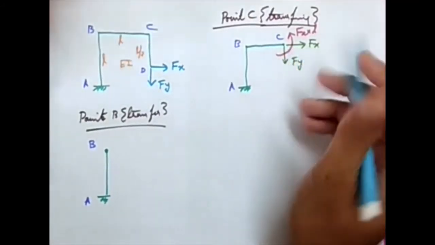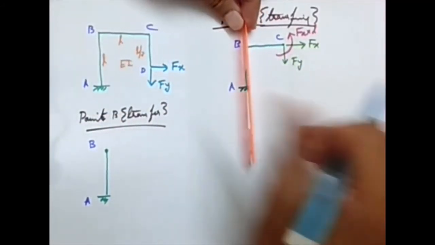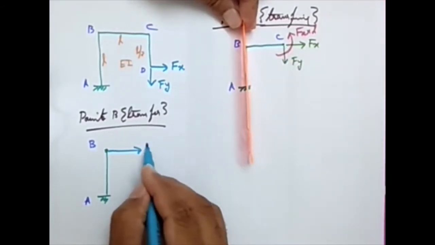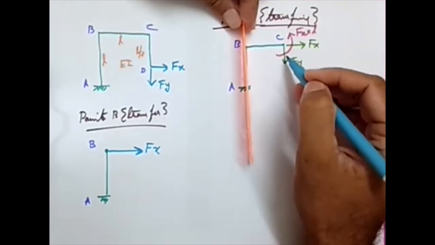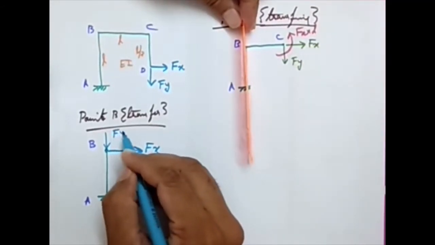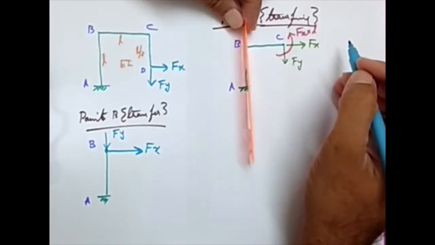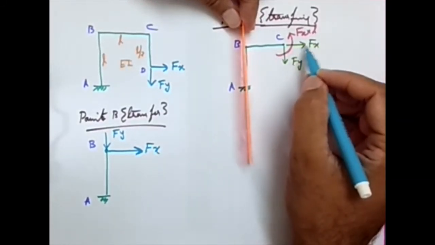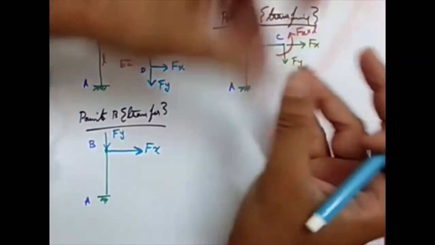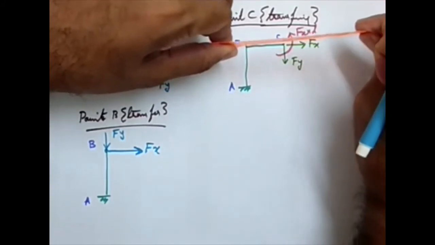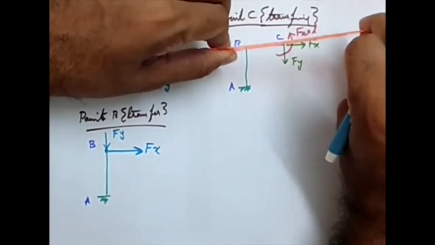So now I'm taking the section at B. What is the effect? There is a force Fx to the right, so I'm putting Fx to the right. Fy downward, I'm putting Fy downward. And what else? Now I need to think about the moment. The line of action of Fx is through B, so it cannot create any moment. It can only create an axial force.